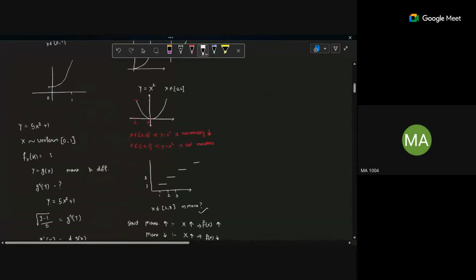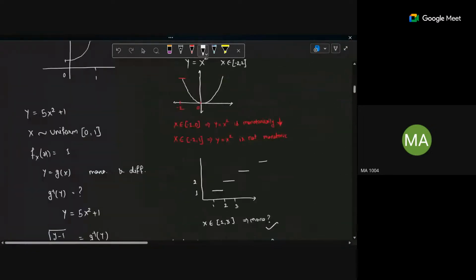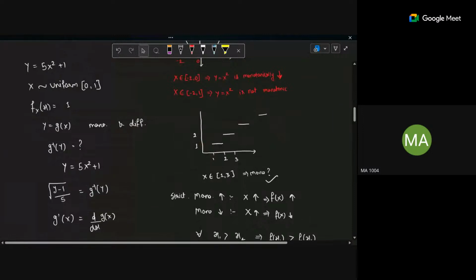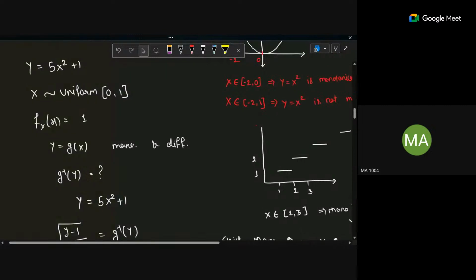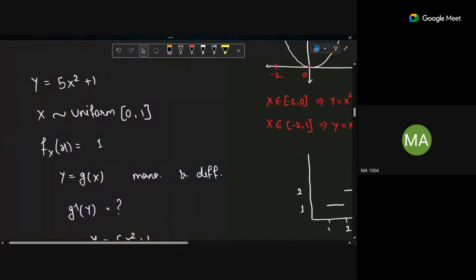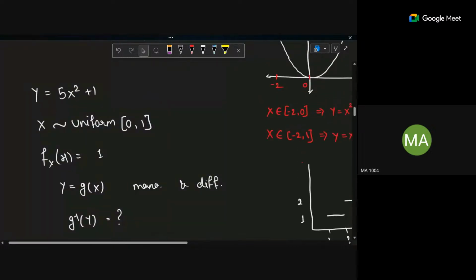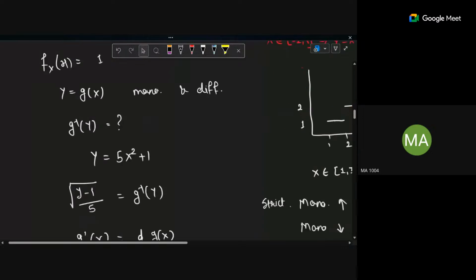Here, where we were given that x is following uniform distribution, we calculated what distribution y follows. This was the simplest form, that's why we started from here: x is following uniform, now find the distribution of y. So there was this method.